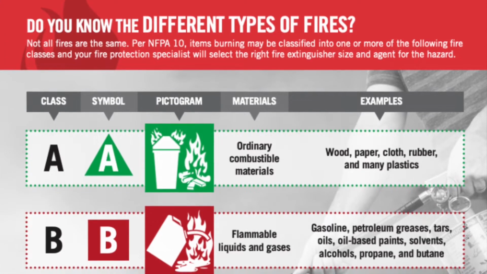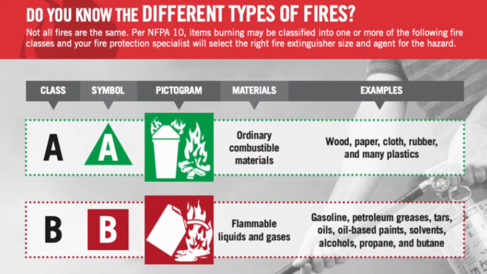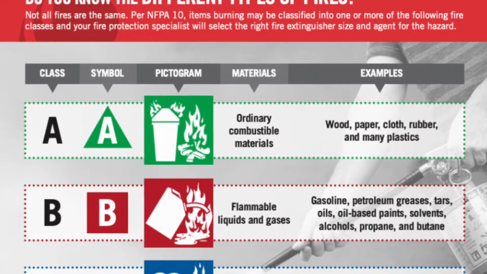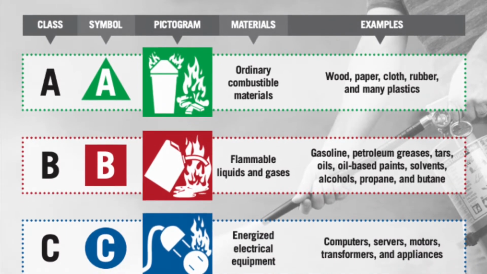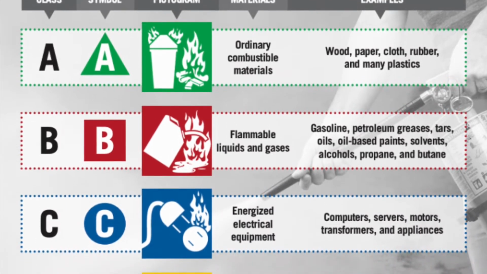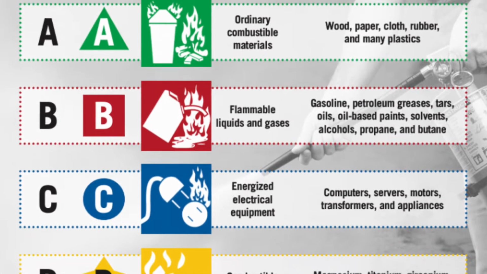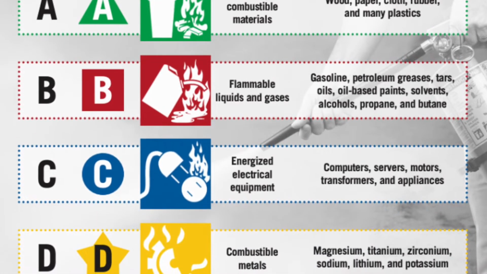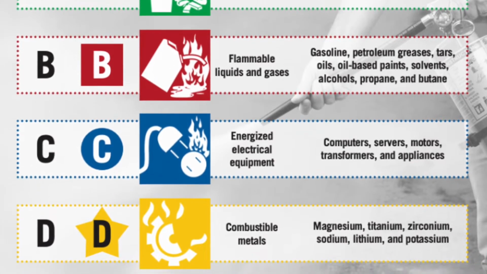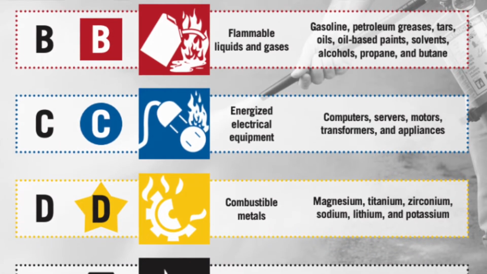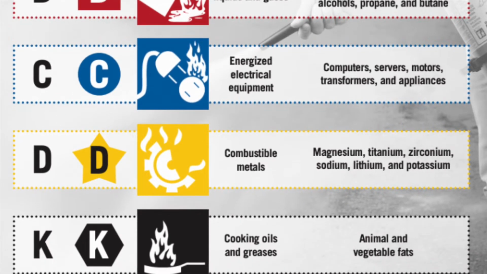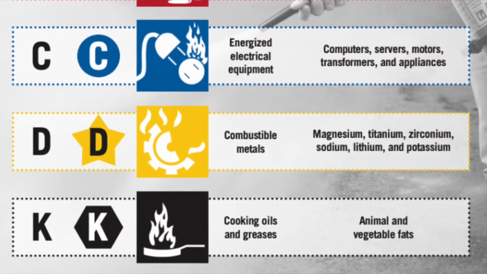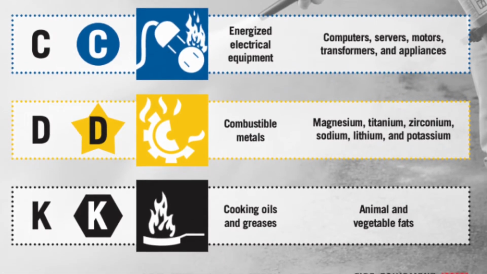According to the 2018 NFPA 10, there are 5 main classes of fire. Class A, the result of common combustible materials such as wood, cloth, paper, and many plastics. Class B, burning flammable liquids, combustible liquids, petroleum gases, oils, alcohols, and flammable gases. Class C, involving energized electrical equipment. Class D, fires in combustible materials such as magnesium, titanium, zirconium, sodium, lithium, and potassium. And Class K, cooking appliance fires involving combustible cooking media such as vegetable or animal oils and fats.